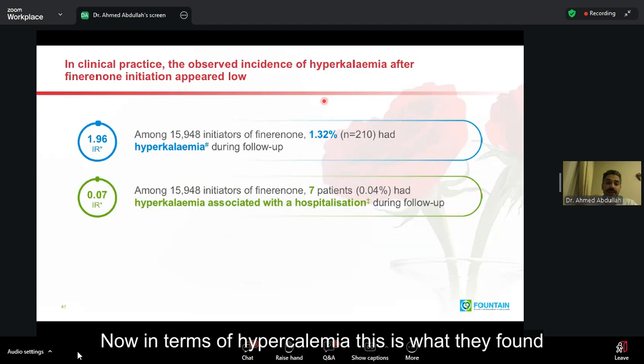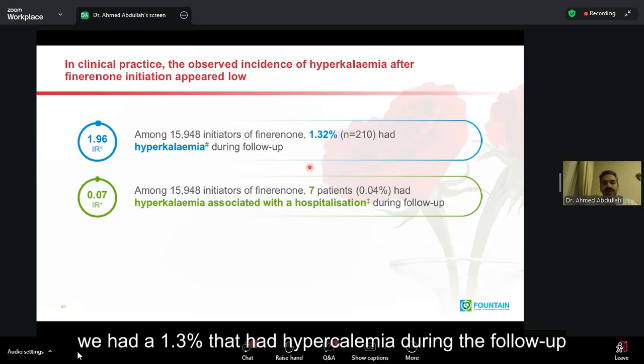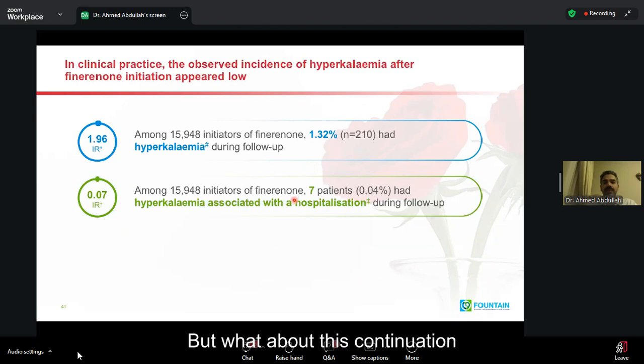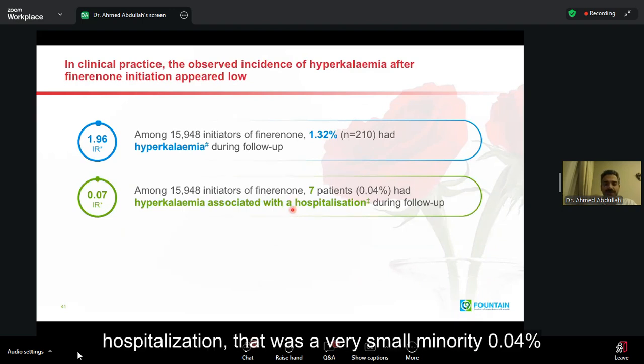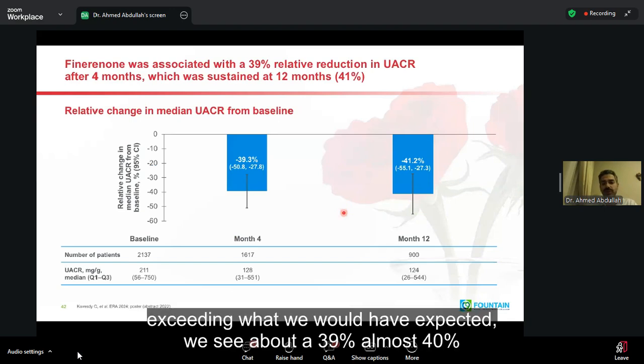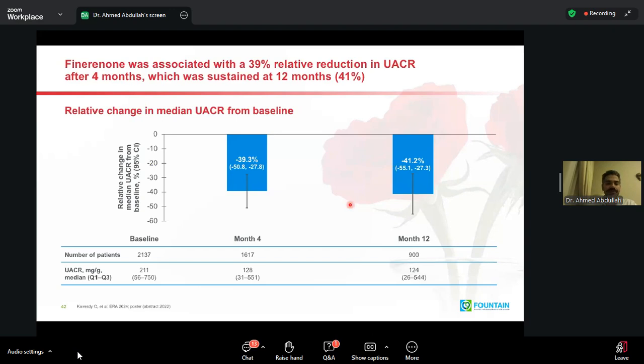Now, in terms of hyperkalemia, this is what they found. So among the 15,000 or about 16,000 patients that initiated finerenone, we had 1.3% that had hyperkalemia during the follow-up. And we would say hyperkalemia, that is, the significant one that would persist. But what about discontinuation, hospitalization? That was a very small minority, 0.04%. So reassuring data from real-world evidence. What about UACR? Well, we see numbers exceeding what we would have expected. We see about a 39%, almost 40% reduction in UACR compared to baseline.